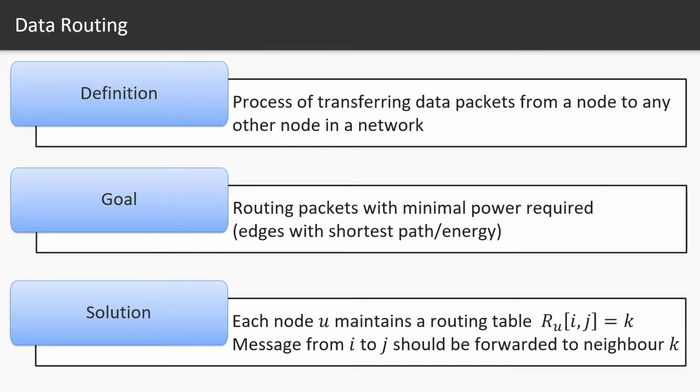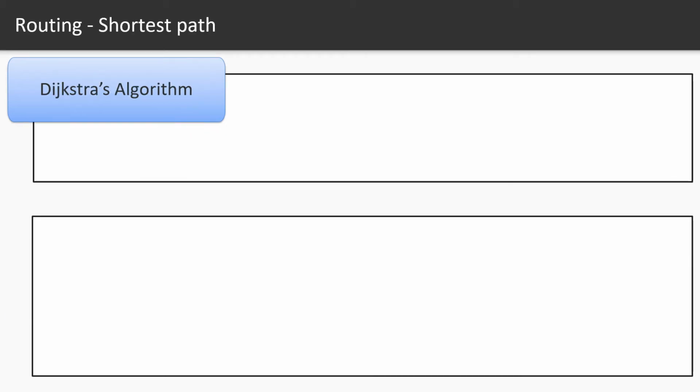Data routing is defined as a process of transferring data packets from a node to any other node in a network, where the goal is to use such routing techniques that allow nodes to use minimum power during the data transferring. To achieve this, every node maintains a routing table, which tells that the message M coming from node I and destined for node J should be forwarded to neighbor node K. In order to use minimum power, we need to find the shortest path. For that, we will use Dijkstra's algorithm again.